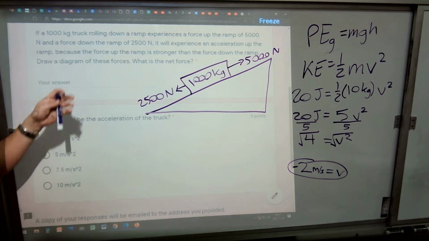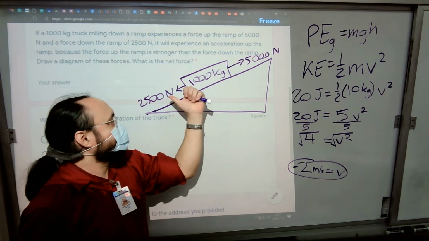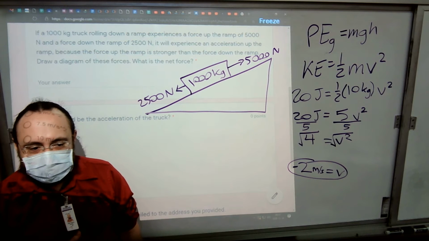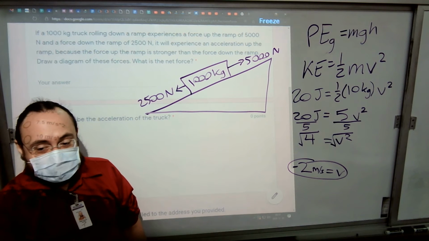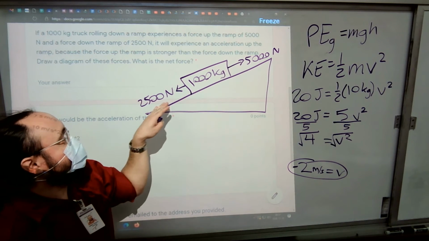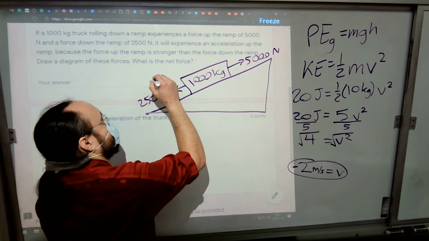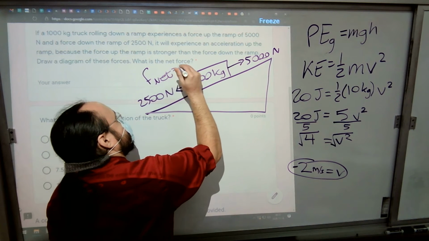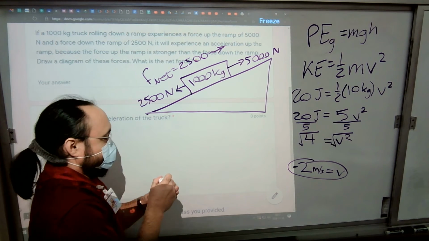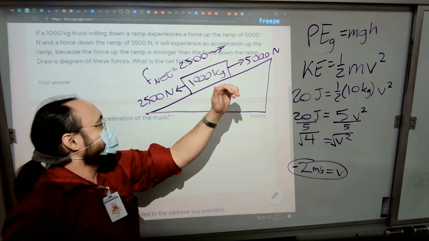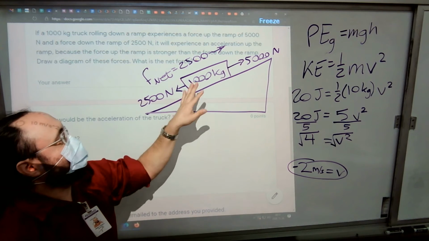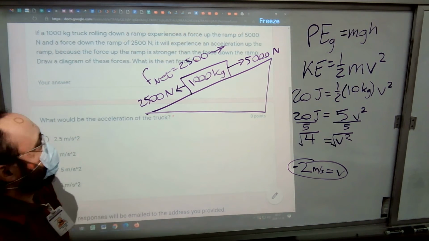So it wants us to find the net force. If we got 5,000 this way and 2,500 this way, what's the net force? You have to subtract. 5,000 minus 2,500 makes 2,500 this way. So my net force equals 2,500 up the ramp. The way I like to think of it is there's 5,000 this way, and it has to overcome this 2,500 pushing against it. After it overcomes that, it has 2,500 left over. That's why we subtract it.